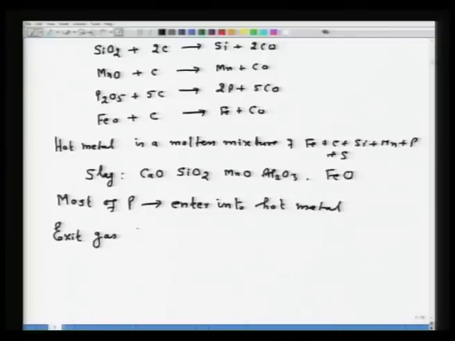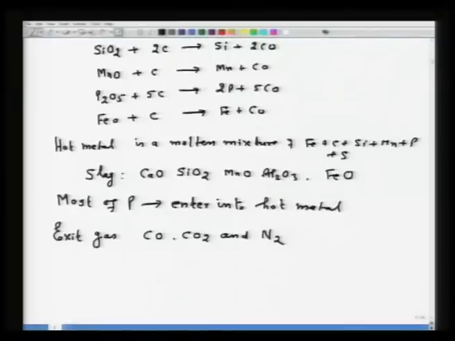The exit gas typically consists of CO, CO2 and nitrogen. So, that is in short the blast furnace iron making: the burden descends downward and comes in contact with the upward gases or upward mixture of gases. As a result of heat and mass transfer, iron oxide gets reduced to iron, the gangue minerals are slagged or fluxed.